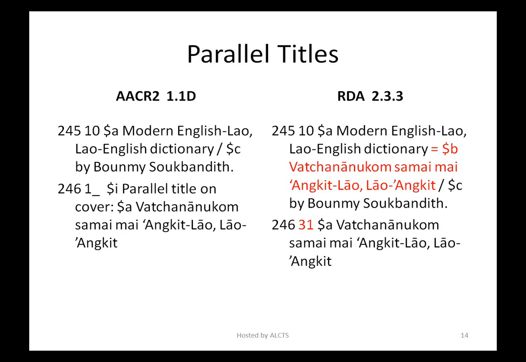So we get a difference here in this example. On the left, we have on the title page only an English title, and on the cover, we have both an English title and a Lao title. That would not be considered an actual parallel title for transcribing in the 245, so we would make a note about that. But in RDA, you can take the parallel titles from anywhere in the resource, and so it would be recorded in your 245 as well as an added entry.